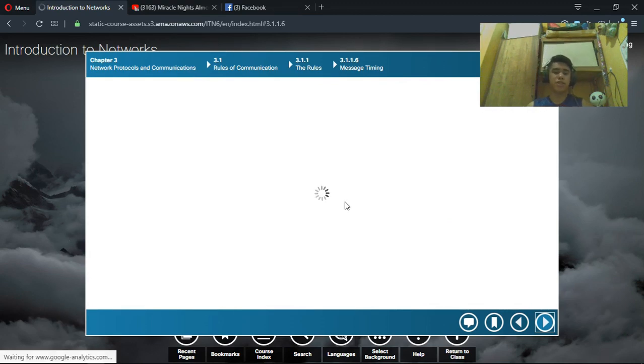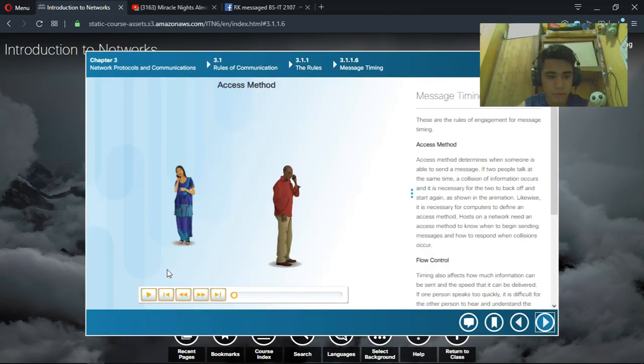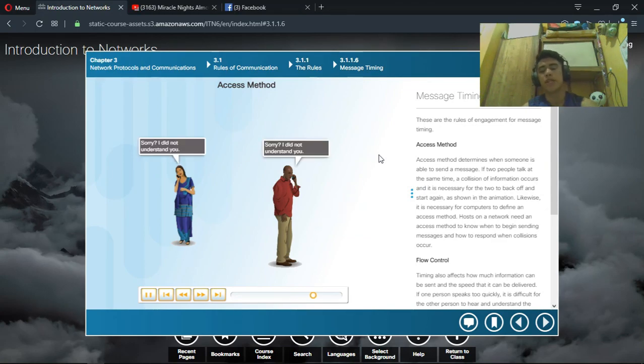Next. Message timing. Message timing is better when the parties communicate one by one. For example, the woman will talk first, then after she talks, that's the time that the man will answer.